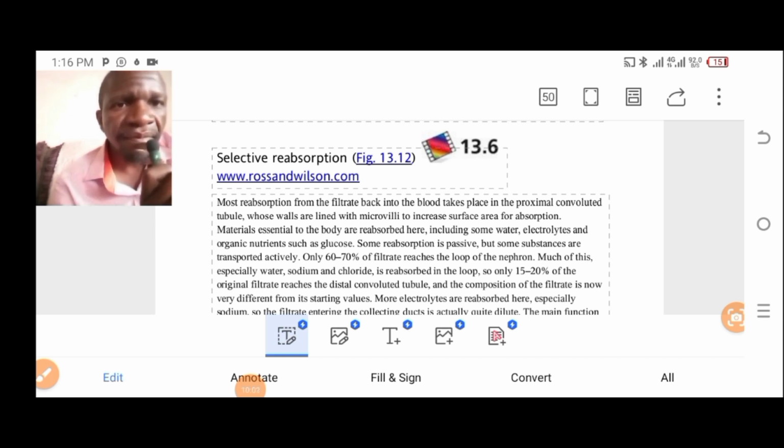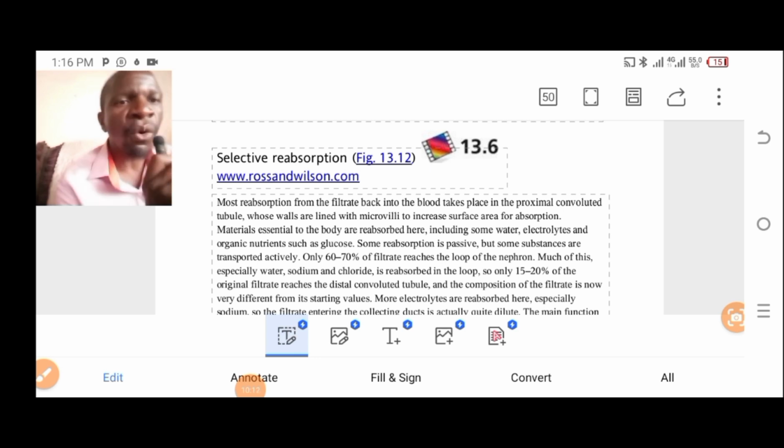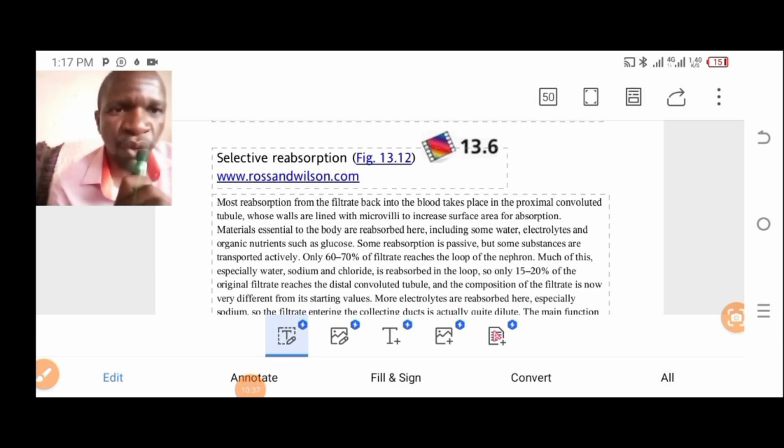Materials essential to the body are reabsorbed here, including some water. Your question obviously is, what is going to be reabsorbed? Definitely some water is going to be reabsorbed in order to maintain water balance. That's why we say one of the functions of the kidneys is to maintain water balance. Electrolytes are also going to be reabsorbed. That's why we say one of the functions of the kidneys is maintaining electrolyte balance. And some organic nutrients, such as glucose, are also going to be reabsorbed.